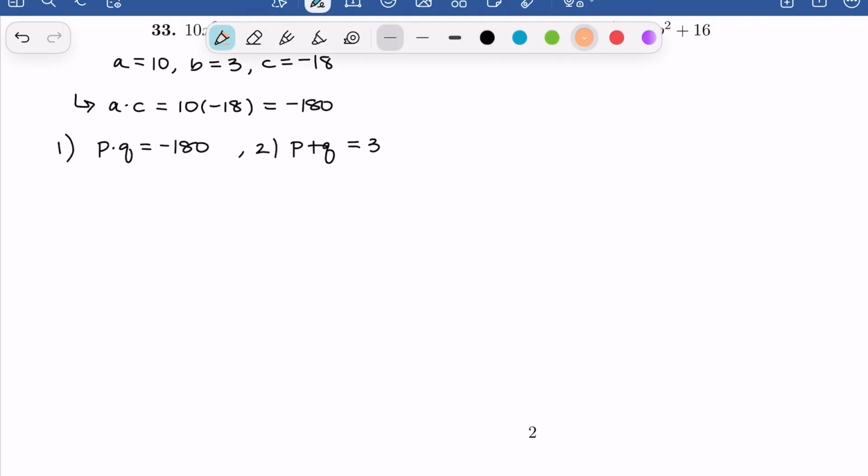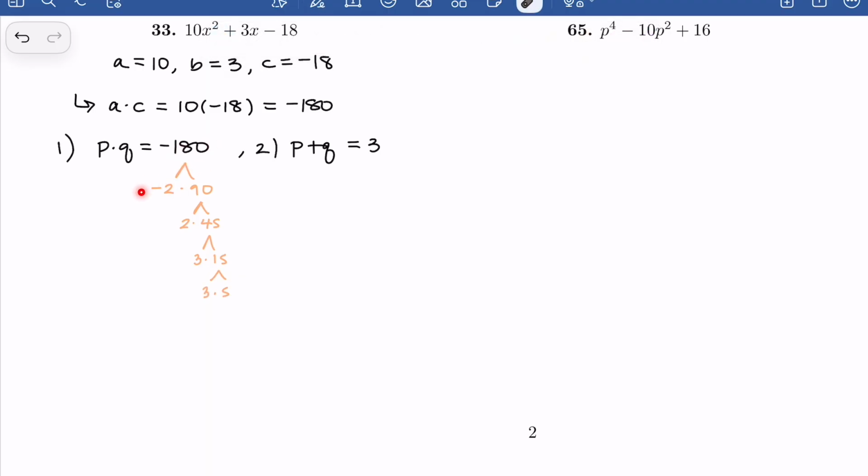Once we find these values, let's check them against this second requirement. Now, in order to do that, like I mentioned, we could list out the factors of 180. What I'm going to do here is called prime factorization. So we can split up 180 into its prime factors. Negative 180 can be split up into negative 2 times 90. 2 is a prime number, so we'll stop there. 90 can be split up into 2 times 45. 2 is prime, so we'll stop there. 45 can be split up into 3 times 15, 15 into 3 times 5. So the prime factors of negative 180 become negative 2, 2, 3, 3, and 5.